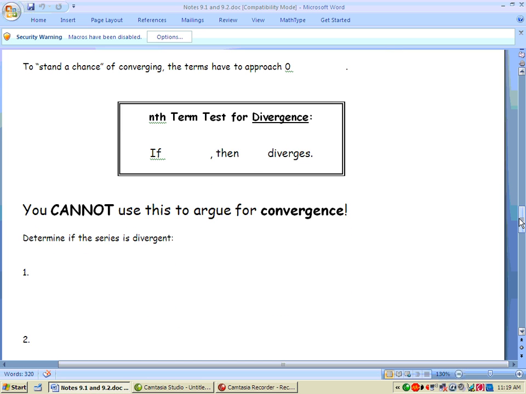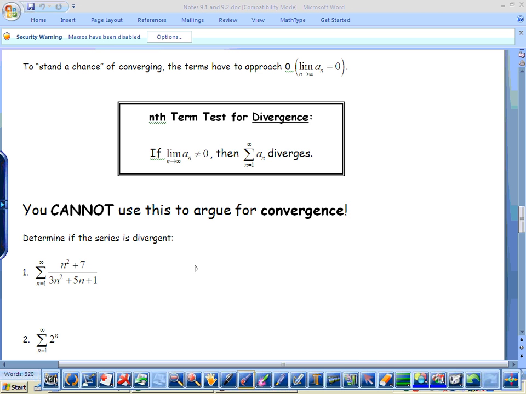To stand a chance of converging, the terms have to approach 0, or the limit as n approaches infinity of a sub n has to equal 0. Just because they do approach 0 doesn't mean that it will converge, but to stand a chance of converging, that's what has to happen. And this brings up what's called the nth term test for divergence. I want you to put a huge star next to this, because we will use it every single day, and this is the first thing you're always going to want to check.